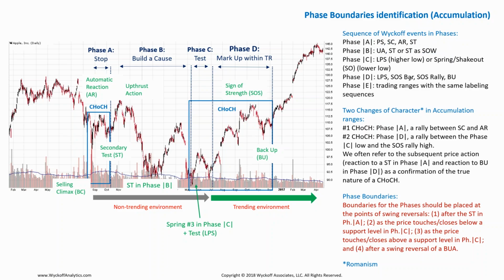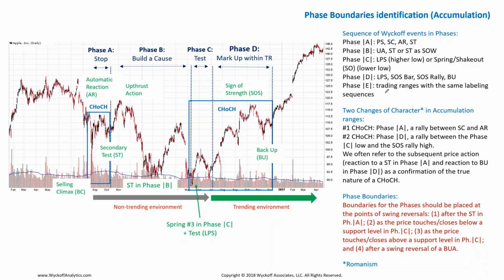Yeah, some small corrections here are needed. Phase C is going to have either a higher low, and we're going to label it as a last point of support, or it's going to have a lower low, and then we will be talking about either a spring or a shakeout. Phase C also could have a test, not necessarily a secondary test, but a local test to a spring or a shakeout.